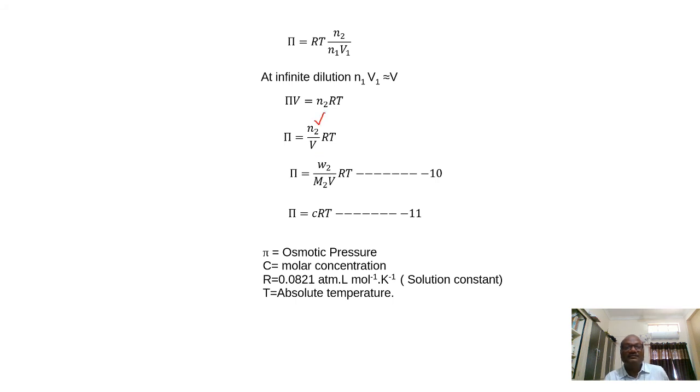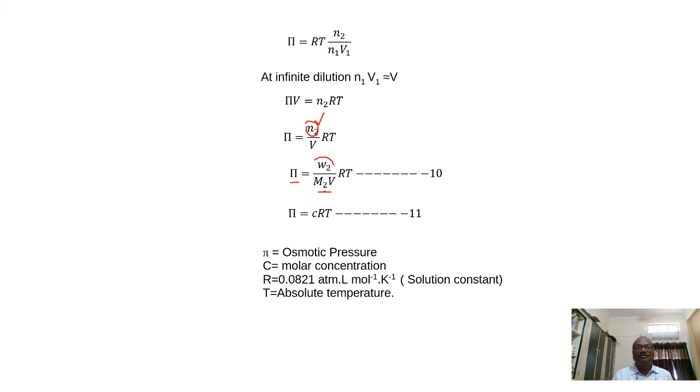For n2, the number of moles of solute is nothing but weight by molecular weight. That's why, instead of n2, we write W2 by M2, weight by molecular weight. So instead of n2 we write W2 by M2 into RT by V, so pi is equal to W2 by M2 V into RT. This equation gives a relationship between the osmotic pressure and the molecular weight of the solute. Osmotic pressure and molecular weight of solute are related by this equation: pi is equal to W2 by M2 V into RT.